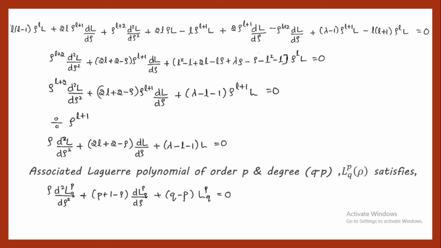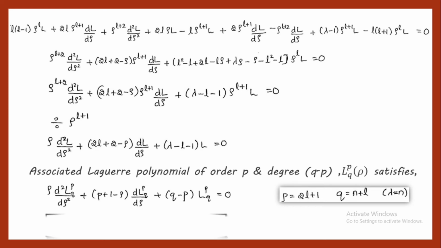And when you compare this equation with the above equation, what we have got for the radial wave function solution, we can observe that p is equal to 2l plus 1 and q is equal to n plus l, or lambda plus l. We have taken lambda is equal to n. This we have already discussed in our previous class while discussing energy eigenvalue. So the associated Laguerre polynomial, its different solutions, orthogonality conditions, everything is known.